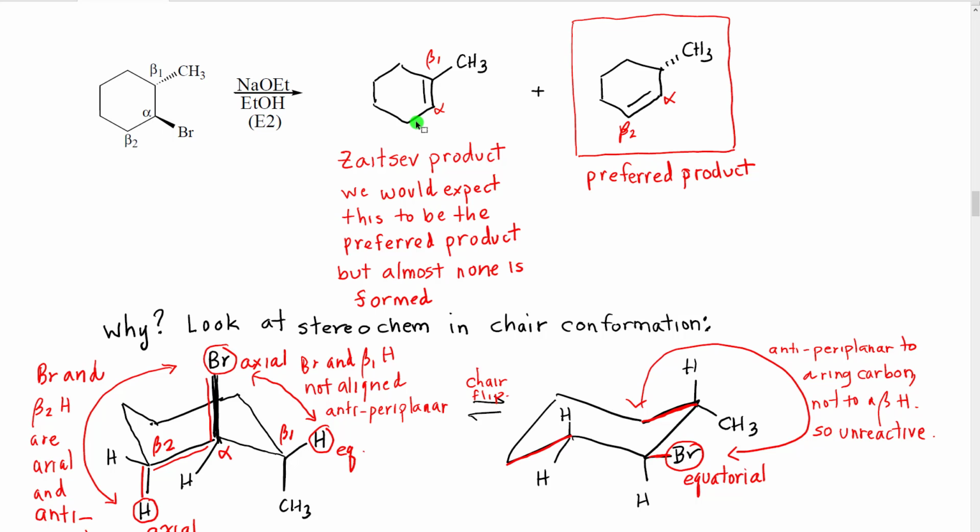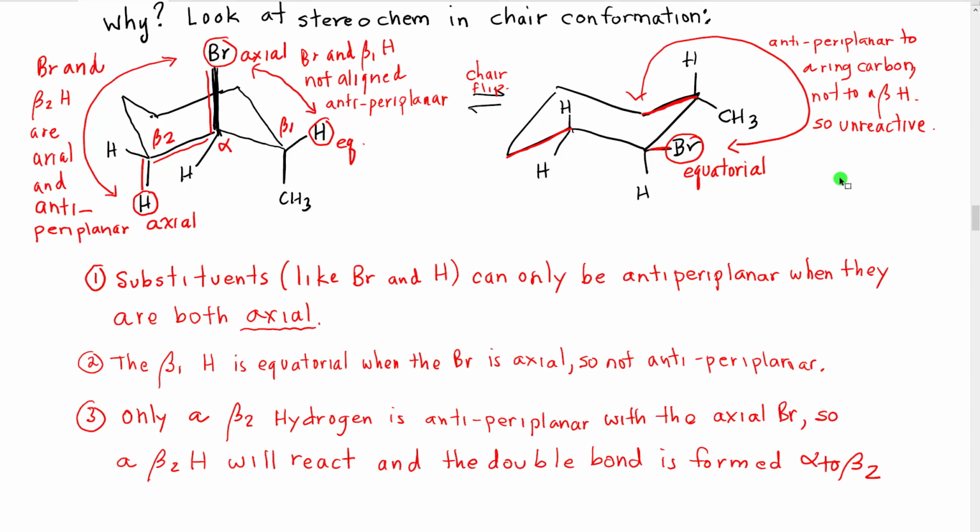However, when we actually do the reaction, it turns out that in the laboratory, this one, the Hofmann product or the non-Zaitsev product, is the actual preferred product in this case. This was unexpected. Why did this happen? Well, it turns out that this is a stereochemistry issue. When we look at the chair, it has relatively restricted rotations because of the ring.